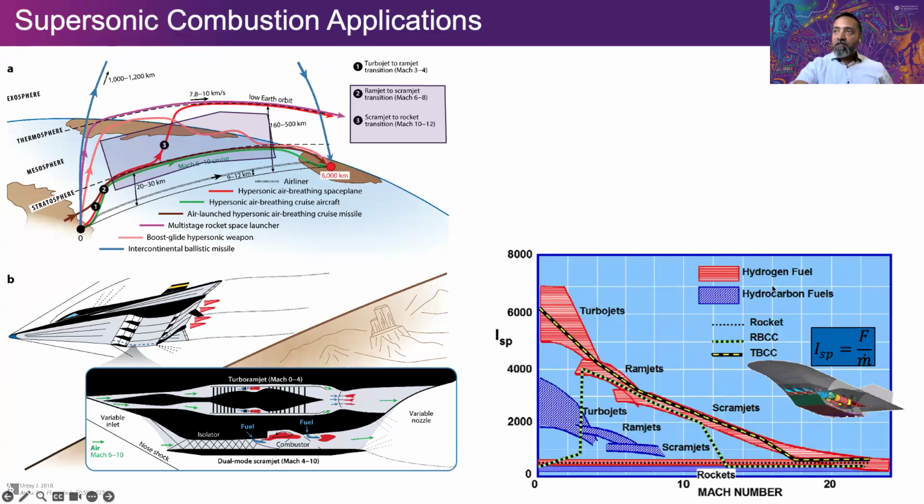Now, in this metric, you can see hydrogen-fueled high-speed engines have the best performance. However, I will draw your attention to this image, which I didn't really want to talk about in detail in this graphic. But if you see here, the whole vehicle is airframe integrated.